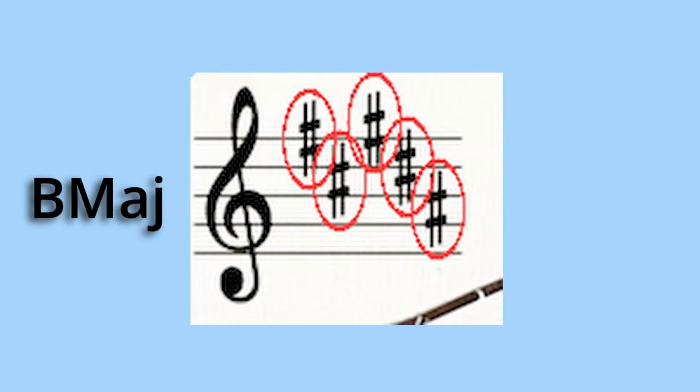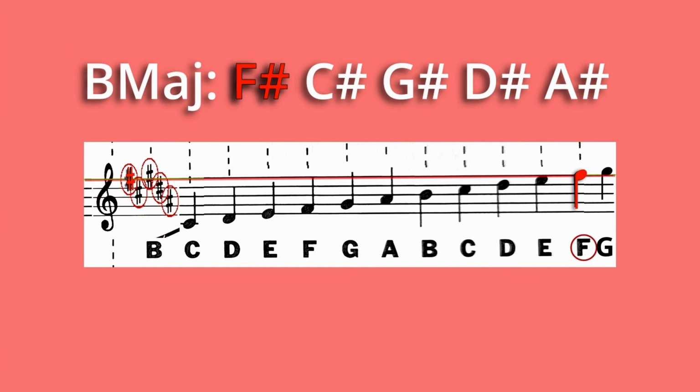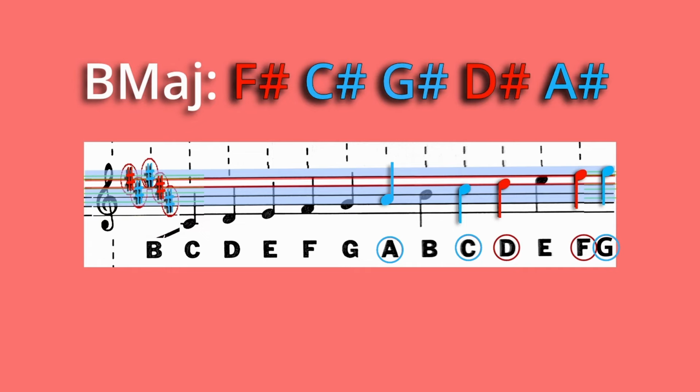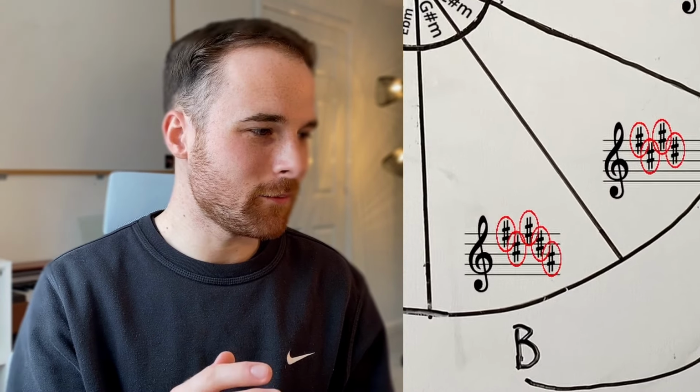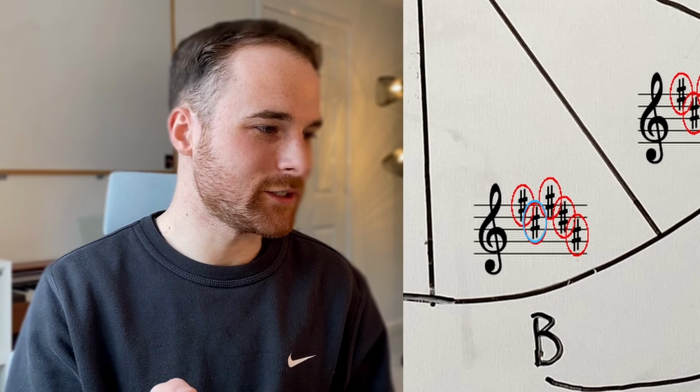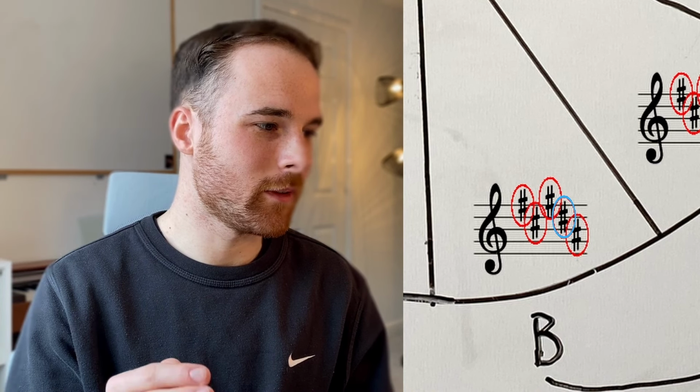B major has 5 sharps. Now this might be super confusing for you at the minute, but I'm going to break it down, so don't worry. It has F sharp, C sharp, G sharp, D sharp, and A sharp. If we start on the B and move anti-clockwise through the circle of fifths, we'll see that a sharp is getting taken away each time. So start on the B, we've got F sharp, C sharp, G sharp, D sharp, and A sharp.